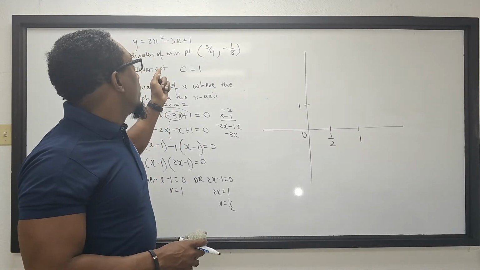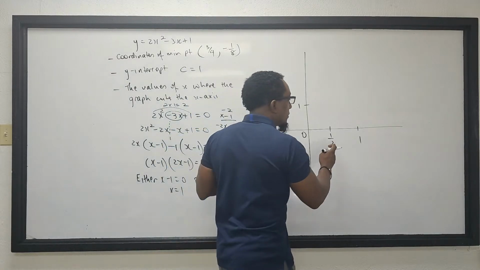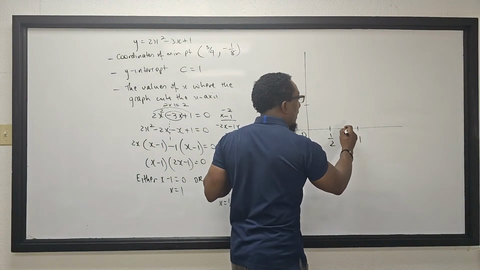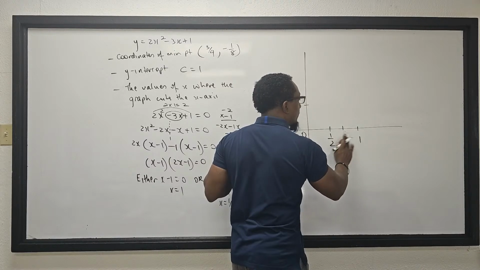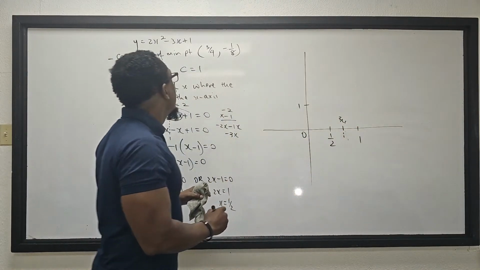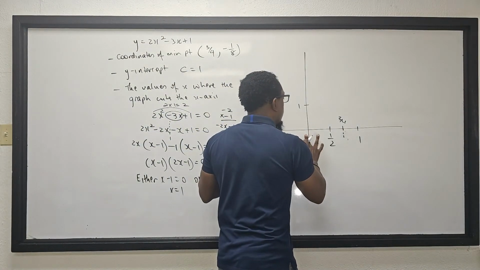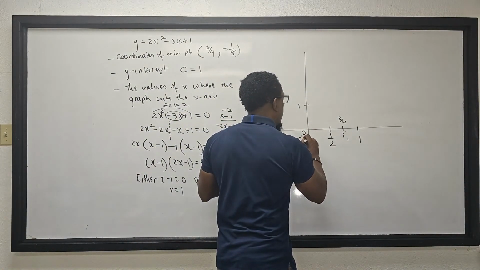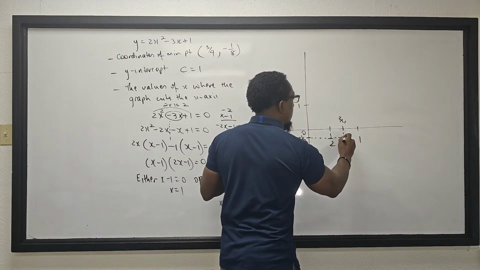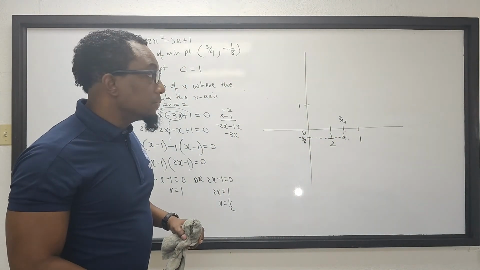And the minimum point will be 3/4. 3/4, of course, will lie halfway between a half and 1. 3/4 and negative 1/8. Let's assume negative 1/8 is somewhere here. So I have the coordinates of my turning point. That's where the curve turns.